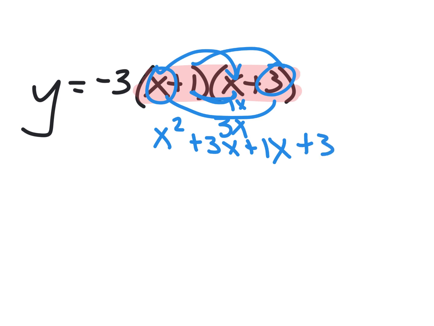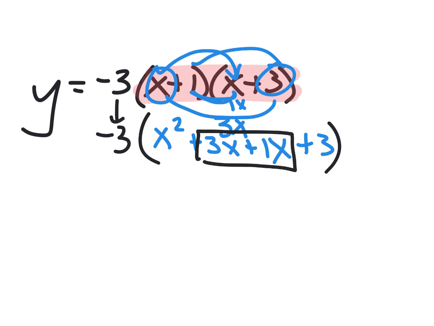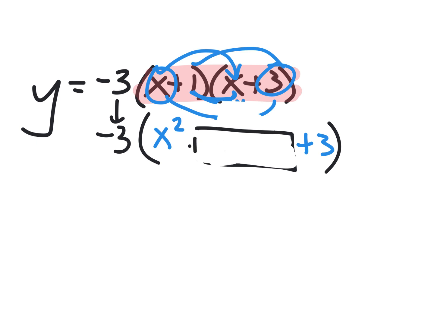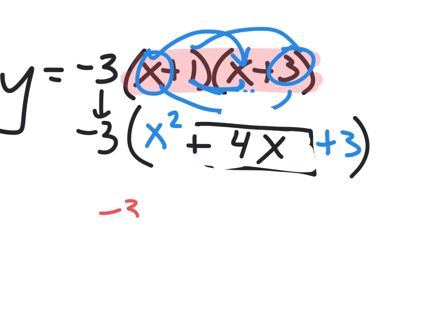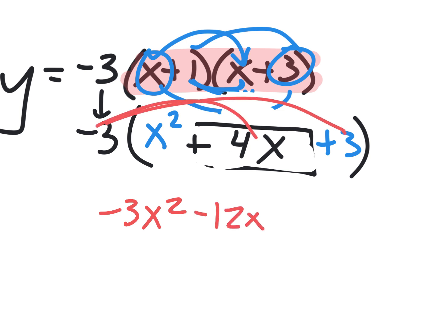I forgot to multiply everything by -3. So I'm going to put this and then bring that down. And now I have to multiply everything by -3. First, I'm going to put these together and make it 4x, because it's just a lot cleaner to have a 4x right there. That came from the 3x and the 1x. Okay, now I'm going to multiply everything by -3. And I get -3x squared minus 12x plus, nope, negative times a positive makes -9.